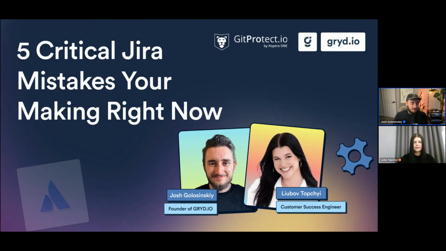Now I want to preface this by saying this isn't going to be your typical "don't change status fields, don't delete work items, don't do this specific thing." These are things that I have found for myself when working with clients, when implementing Jira internally at grid.io. We use Jira for literally everything.